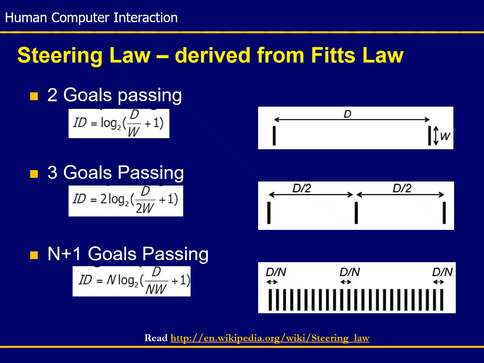So you multiply the number of tunnels by the index of difficulty, and that will give you an approximation to the amount of time it's going to take the user to steer through those tunnels. Okay, so the general formulation appears at the bottom. It's n for number of tunnels multiplied by log d divided by n by w plus 1. So it's very similar to Fitts law, except we have incorporated the number of tunnels in our calculations.